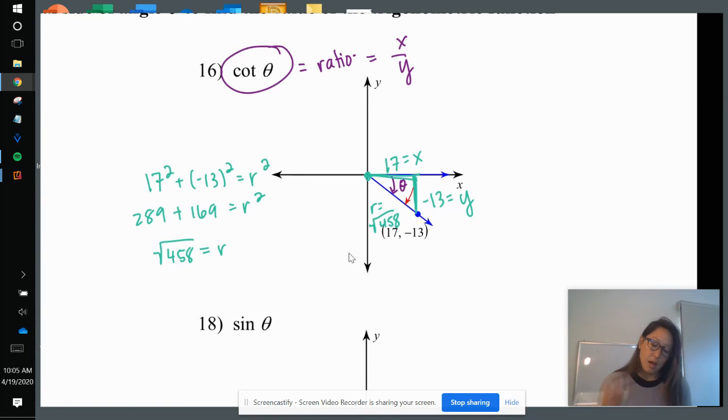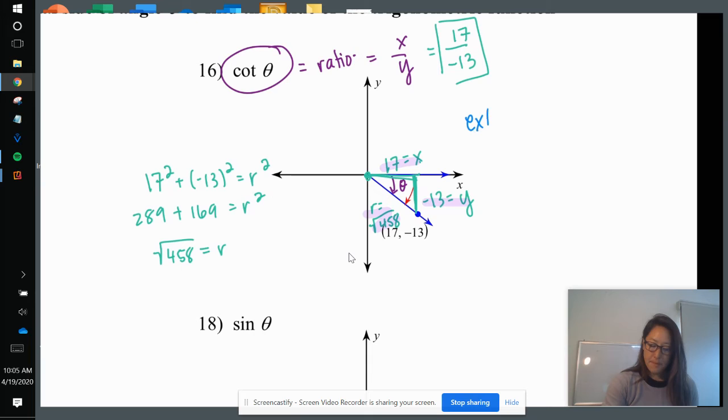Now that I know my x length, my y length, and my r length, I can go ahead and find any ratio. We want to find the cotangent, which is the x over the y. So this is going to be 17 over negative 13, and that is the cotangent of our angle.